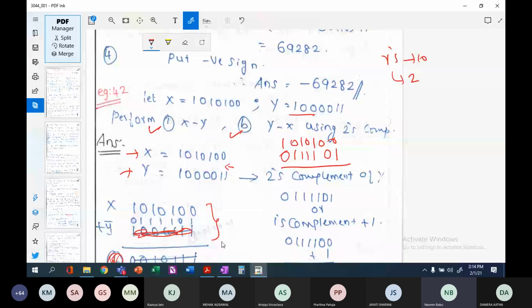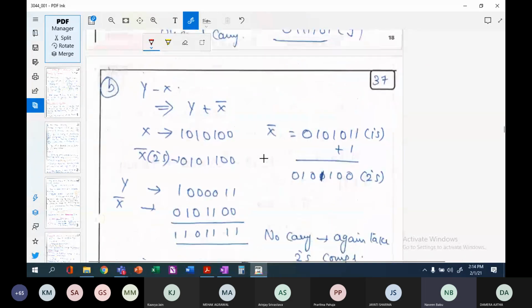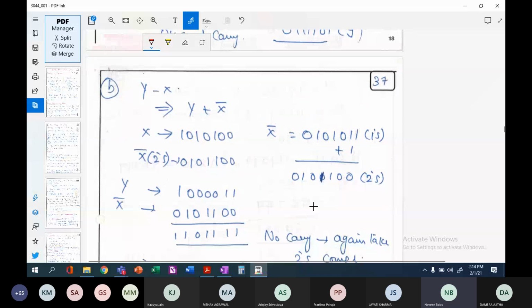So here let us see. You want to perform y minus x. We will do this by adding y plus the complement of x, y plus x bar. If x is this one, 1010100, what is x bar? That is the 2's complement directly. I copy till this 1 0 as it is and then I complement everything. 0 becomes 1, 1 becomes 0, 0 becomes 1 and 1 becomes 0. Or the other way is take 1's complement and then add 1, both will be the same.